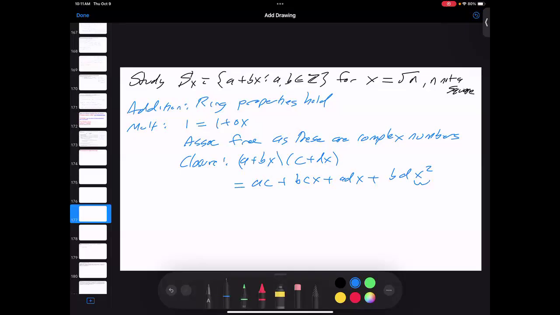What did we assume? We assumed x equals the square root of n. So what would x squared equal? It would just be n. So we can group things, and we'll get ac plus bdn plus (bc plus ad)x. It's closed. This is an integer. This is an integer. It's closed.